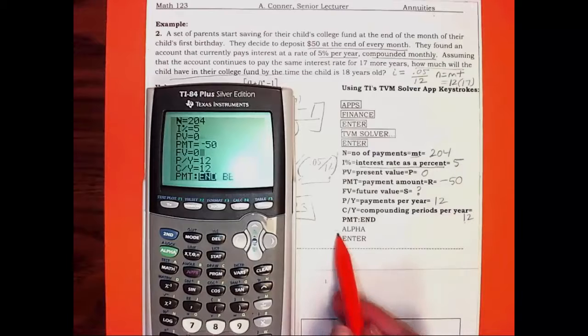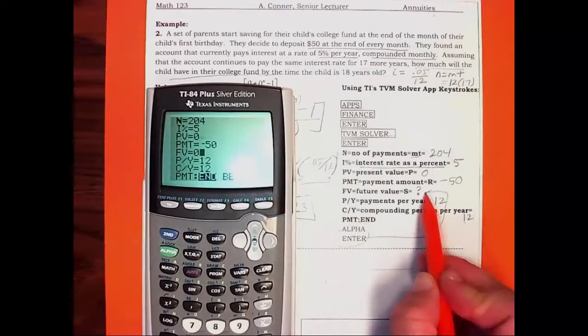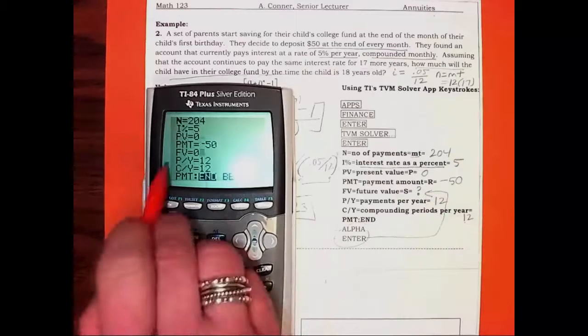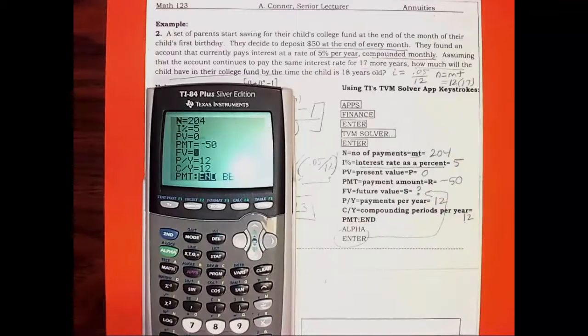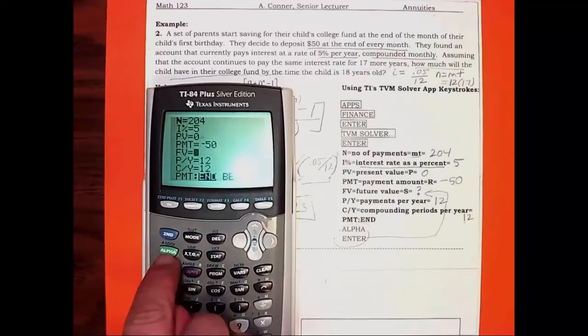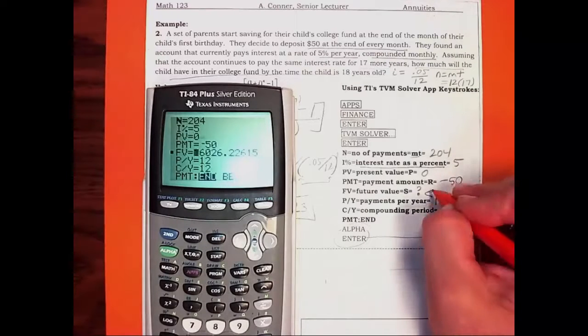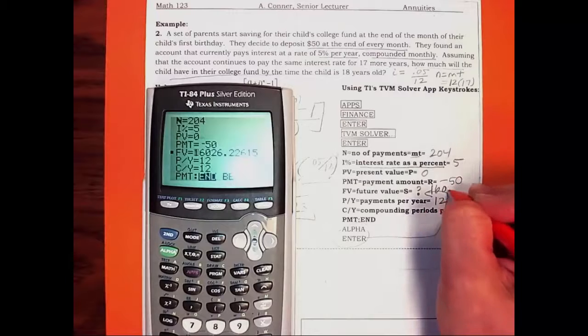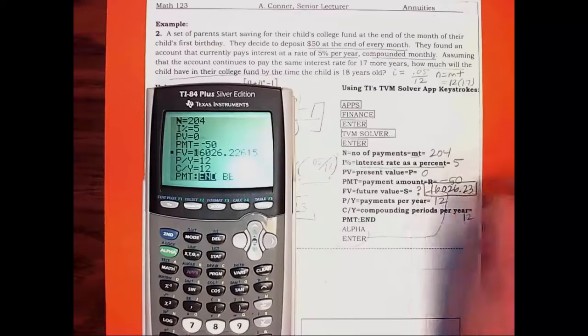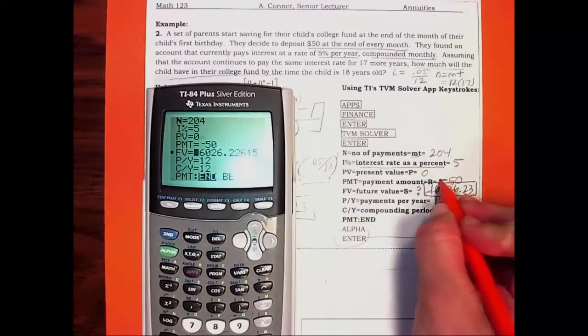So you don't see alpha enter at the bottom, but that is what you do when you put your cursor up here on the future value mark. So put it on the 0, and the alpha is the one underneath the second button, mine's green, and then hit enter, and it automatically gives you that magical number. So 16,026.23. Okay. The key is having that negative in the right place.